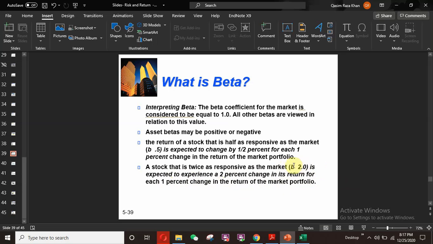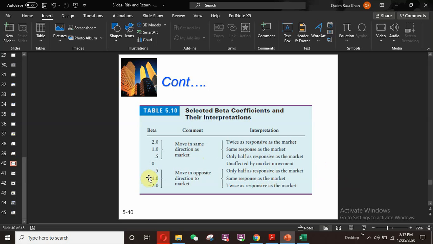The responsive rate is double compared to the market. So here is the range of betas: -2, -1, -0.5. These are the negative betas. 0 is the medium level, and then 0.5 to 2, that is positive beta. So when there is a positive beta of your security, it will move in the same direction as the market. At that time the returns of your security will move in a similar direction to market returns.